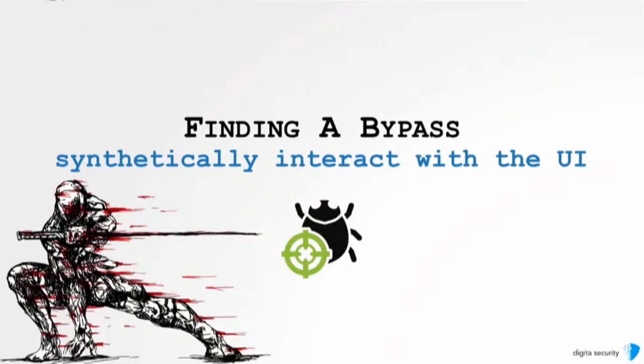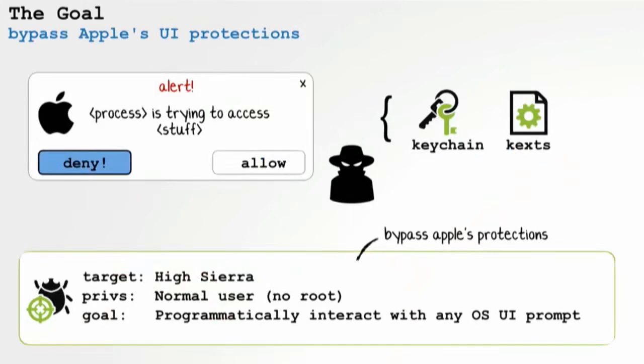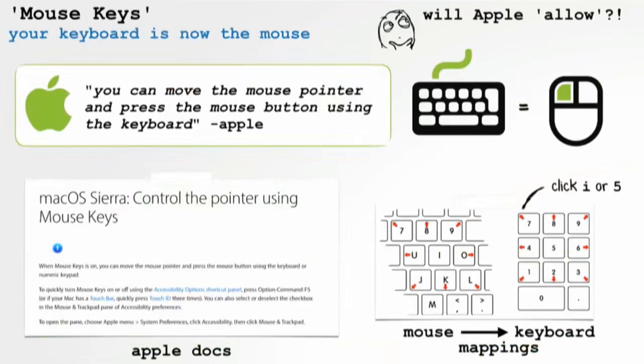Okay, so that wraps up the attack and defenses. Apple was happy thinking that they were safe, but as we'll see, in reality, they were not. So now let's look at an attack I discovered that allowed me to interact synthetically with any OS component and do all sorts of nefarious things. My goal was simple. I basically just wanted to be able to synthetically or programmatically interact with these alerts and do things as a normal user, like dump the keychain or approve the loading of a kernel extension.